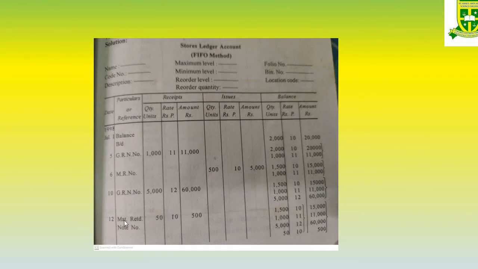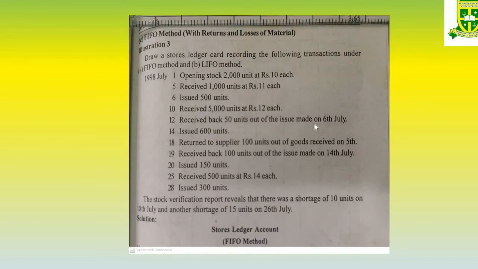So the material which we have issued. On 6th what did we issue? 500. On that only they are returning 50. So the material return note, with the material requisition note number which is returned. The material return note number, how much are we getting back? 50. So 50 is coming back. On what rate did you issue? The rate which you have used has to be mentioned. On 6th only, they have clearly told the date: the issue made on 6th July.